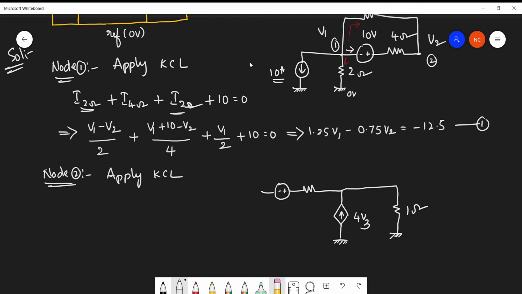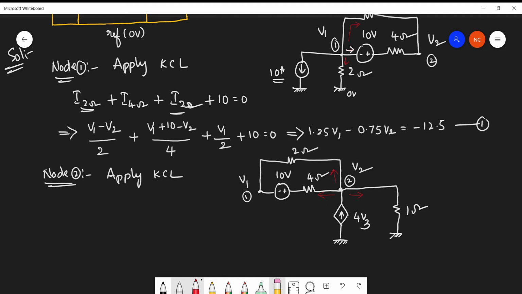This is minus 2 plus 10 volts, and this is 4 ohms, and one more element is there. This is 2 ohms. So this particular node is node 2 whose voltage is V2. This is node 1 whose voltage is V1. So if the direction is not specified, take always leaving from the node.